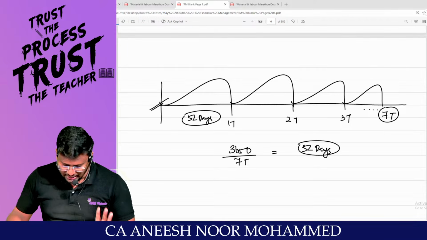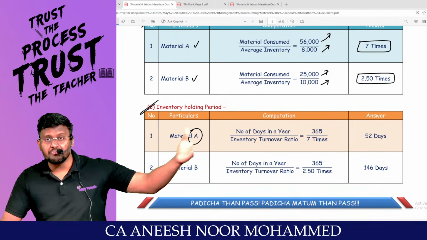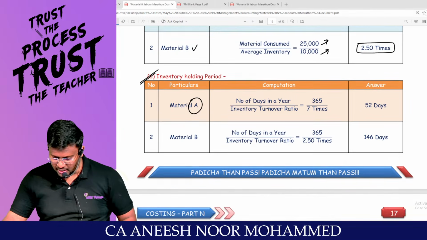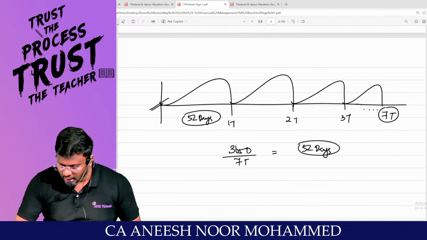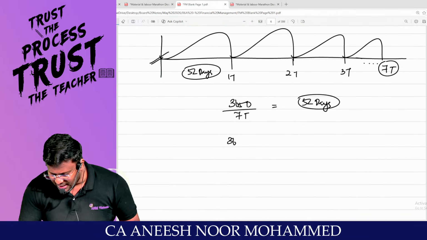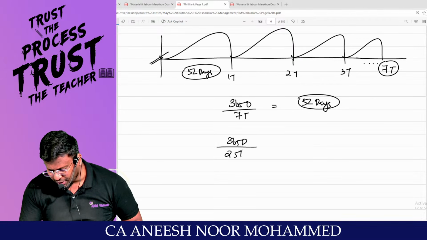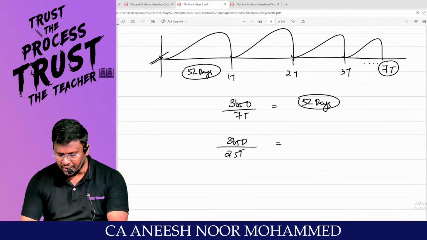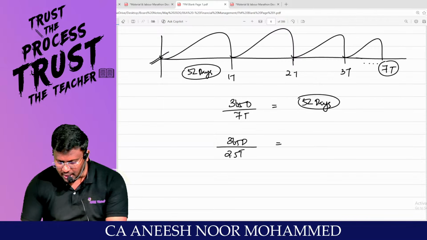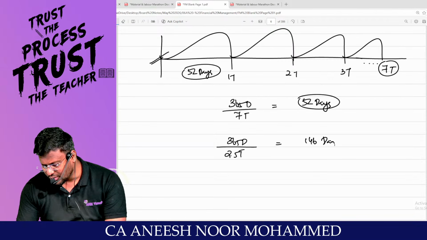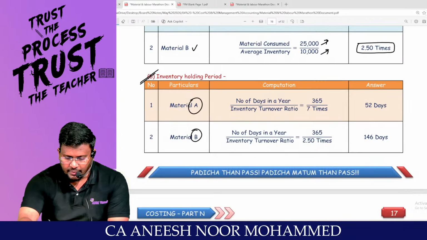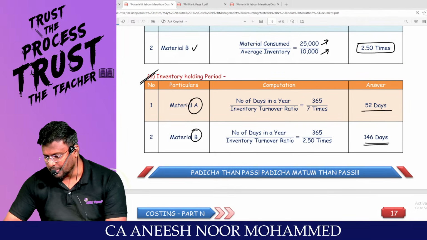That itself is high, but it's better as compared to material B. In the sense, sir, for material B, if you are taking the same 365 days, my raw material turnover ratio is only 2.5 times. So 365 divided by 2.5 comes to 146 days that raw material was there inside my stores.